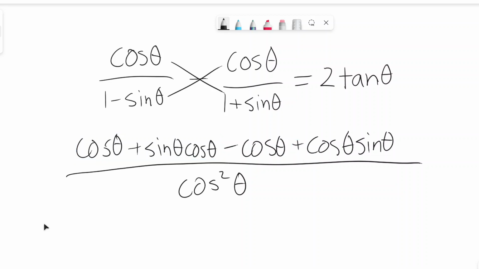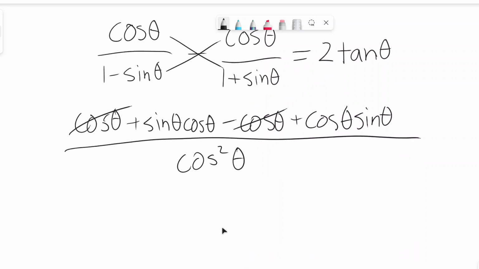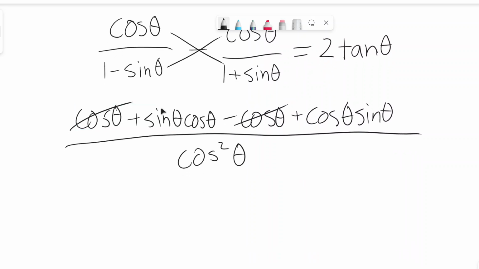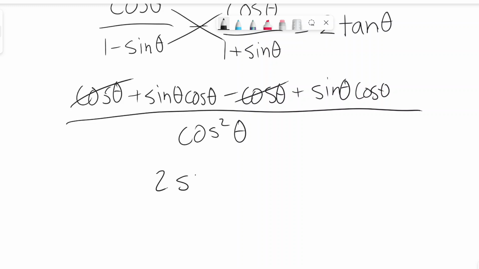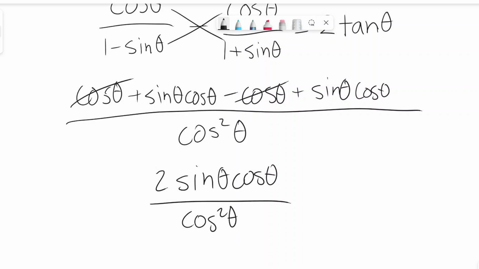Now, next what I notice here is that we have a sine squared theta, cosine squared theta, and I see a positive cosine theta and a negative cosine theta. So we can actually just subtract those to get 0. Next, I have one sine theta cosine theta, and another cosine theta sine theta. You can actually just rewrite this as sine theta cosine theta, because it's multiplication. So then next we can have 2 sine theta cosine theta all over cosine squared theta.